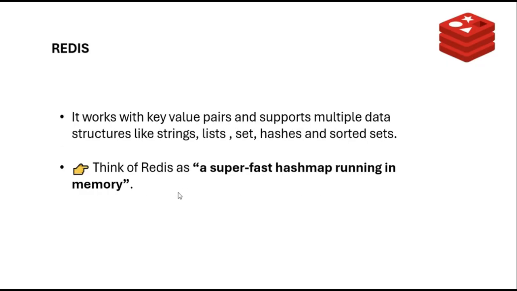So it works with different data types. It works as key-value pairs and supports multiple data structures like strings, lists, sets, hashes, and sorted sets. So think of Redis as a super fast hash map which is running in memory.